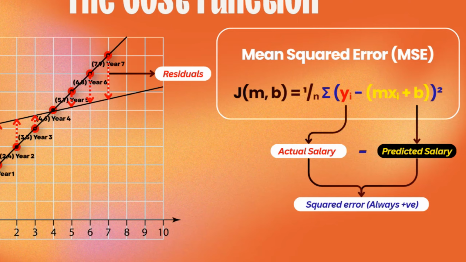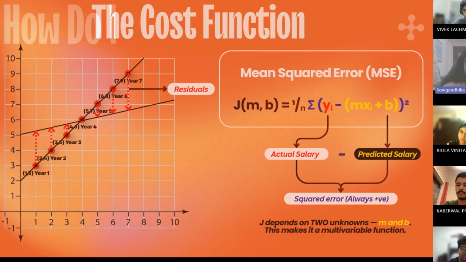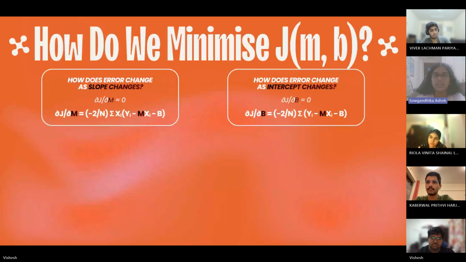Now, the crucial insight. J depends on two unknowns, m and b. That makes it a multivariable function, exactly like Riola's f of x and y. And to minimize a multivariable function, we use partial derivatives. J is a function of m and b. To minimize it, we take the partial derivative with respect to each variable and set it to 0.